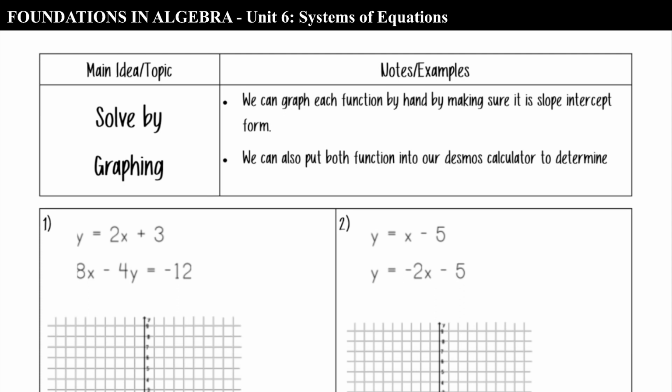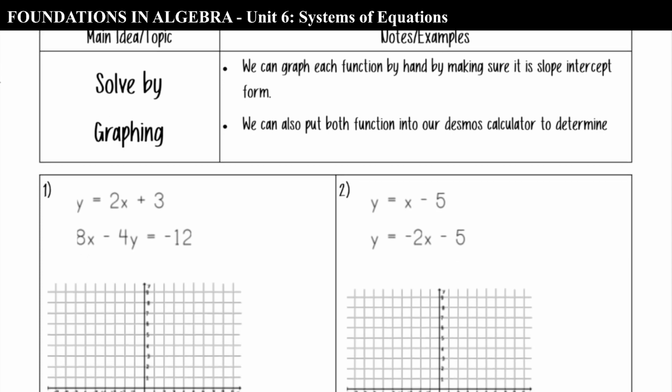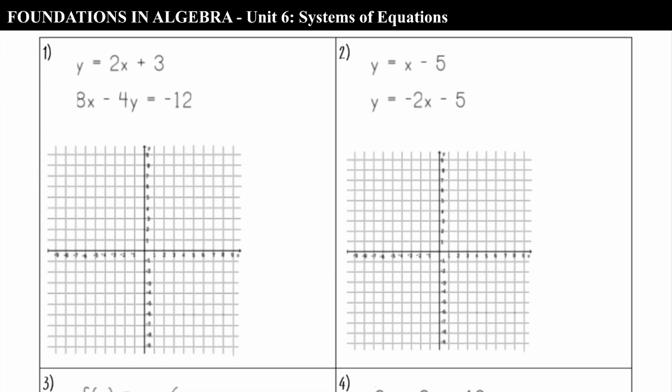So we can graph each function by hand by making sure it is in slope-intercept form, and then we can put both functions into a Desmos calculator to determine what our solution is as well. So those are kind of our options here as we go through. So let's start with a couple of examples, starting with example 1.